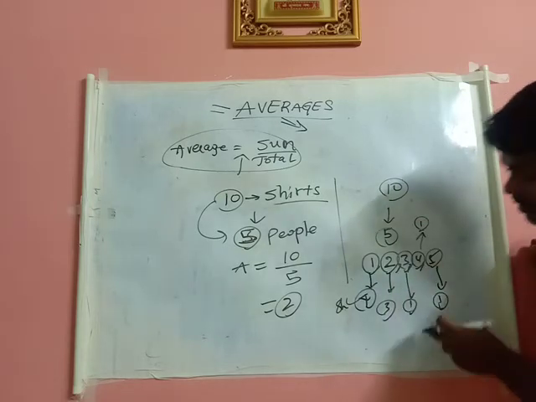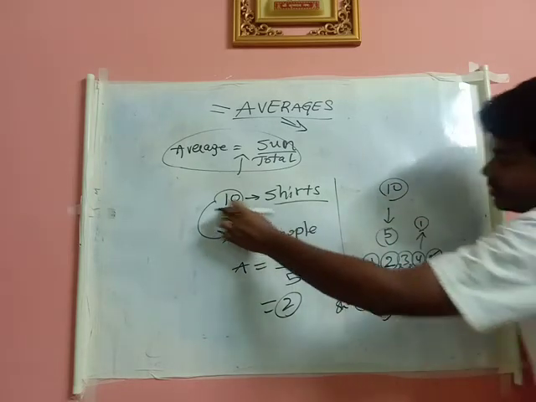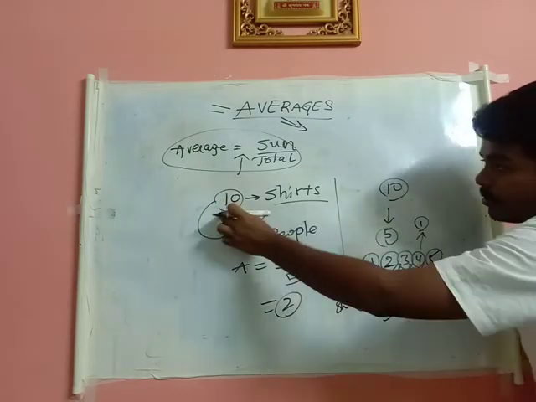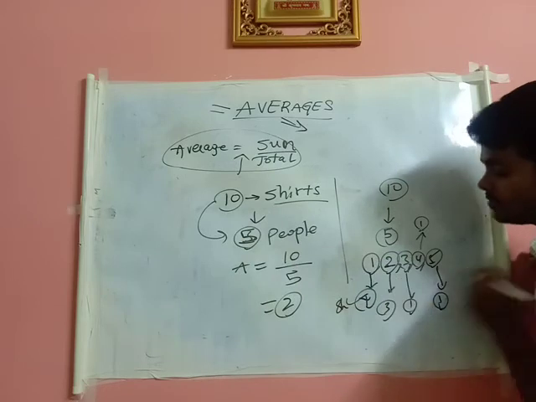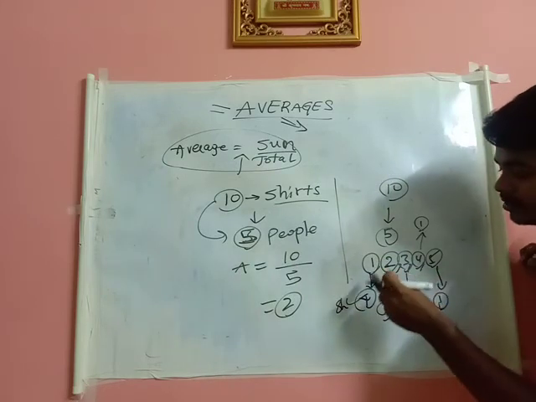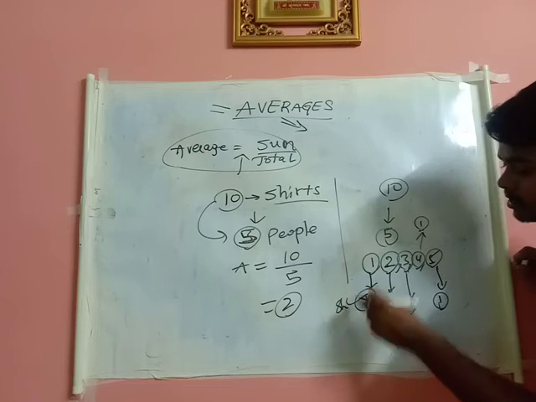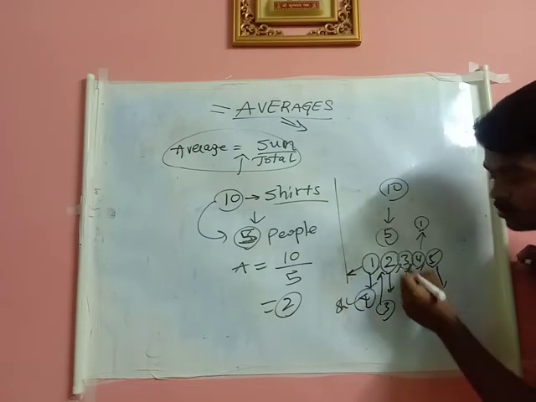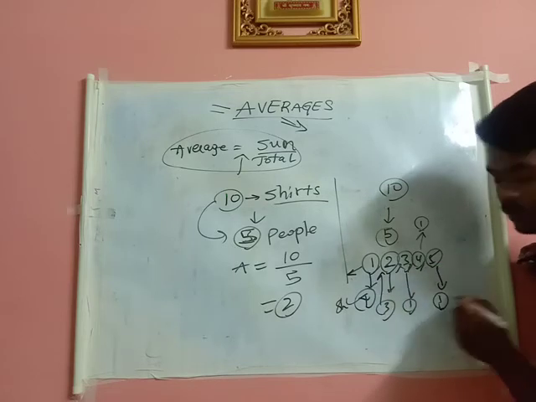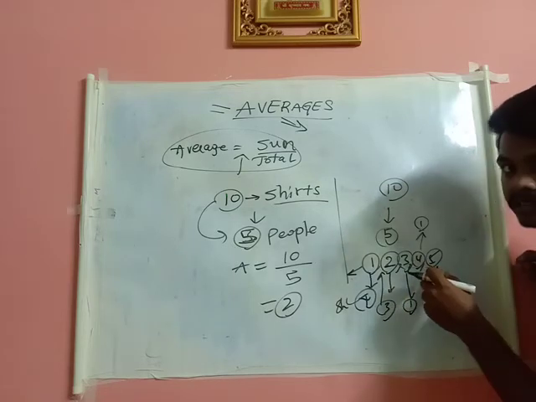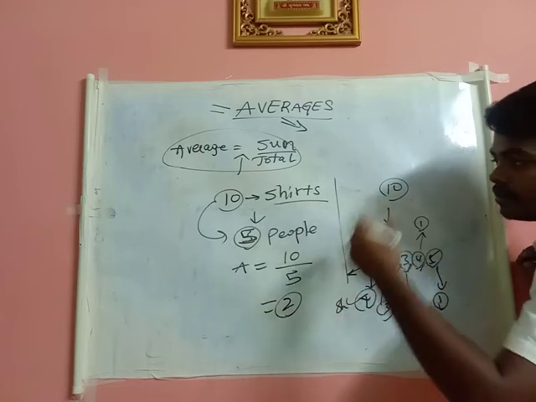Now, if someone comes and asks me how I distributed these 10 shirts to these 5 people, what will you tell? Is it correct to say that I gave 4 shirts to the first person, 3 shirts to the second, 1 shirt to the third, 1 to the fourth, 1 to the fifth? This is not correct, because I cannot tell it like this. So what will I tell now?